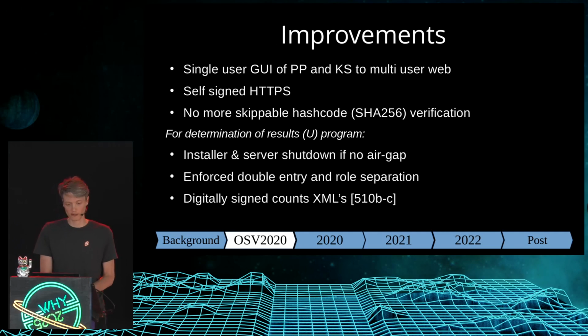So the improvements were, the old software used to be GUI software, and it would only run on 32-bit computers, and they needed to upgrade that. And they at least had some self-signed HTTPS instead of no security, and they enforced some codes to be really verified, and you couldn't skip some checks. And for the election process, they at least had an air gap check, and if an internet connection was detected, the software would shut down, double entry was enforced, and there was a new signing process of all the XMLs.